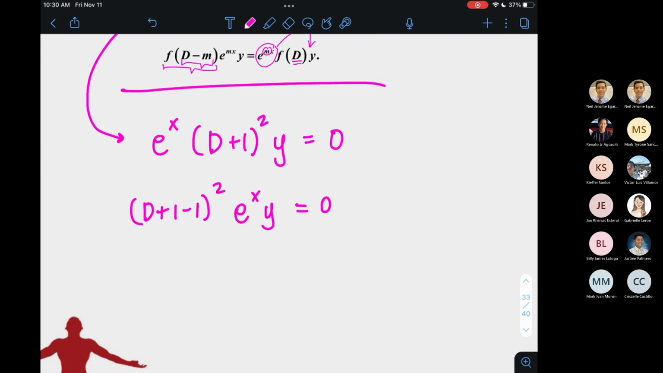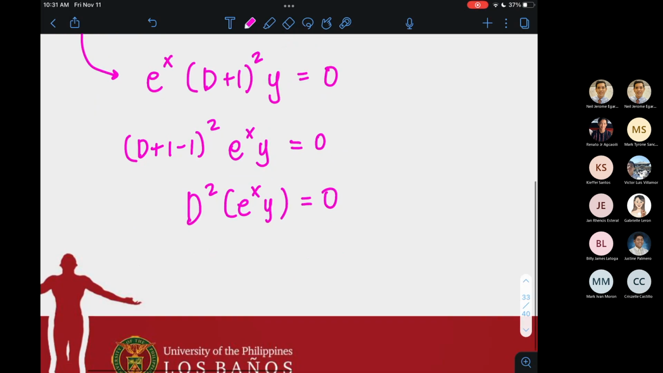Okay? And that will make everything simpler because the operator now will be reduced to the second derivative operator applied to e to the x y equal to 0. Okay? Nawala na yung shift na plus 1 kasi in-offset ko na siya by multiplication by e to the x. Okay? Tapos solve ko na. Second derivative na lang ito, ano? So basically here you're asking, kailan ang second derivative ay nagiging equal kay 0?